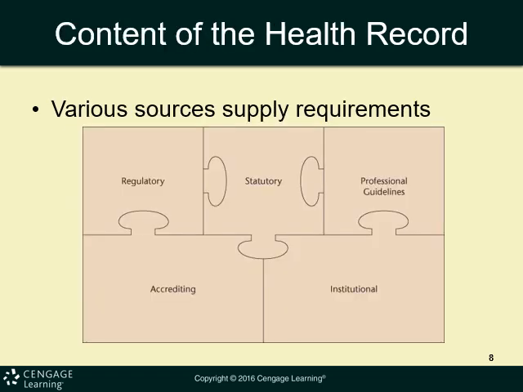Unfortunately, no one source of law definitively addresses the legal requirements that govern the content of health records. Instead, there's a myriad of sources that supply these requirements, and they include statutory, regulatory, accrediting, institutional, and professional guidelines. Although each source is separate, they must all be reviewed together in order to obtain an understanding of the legal requirements that govern health records.